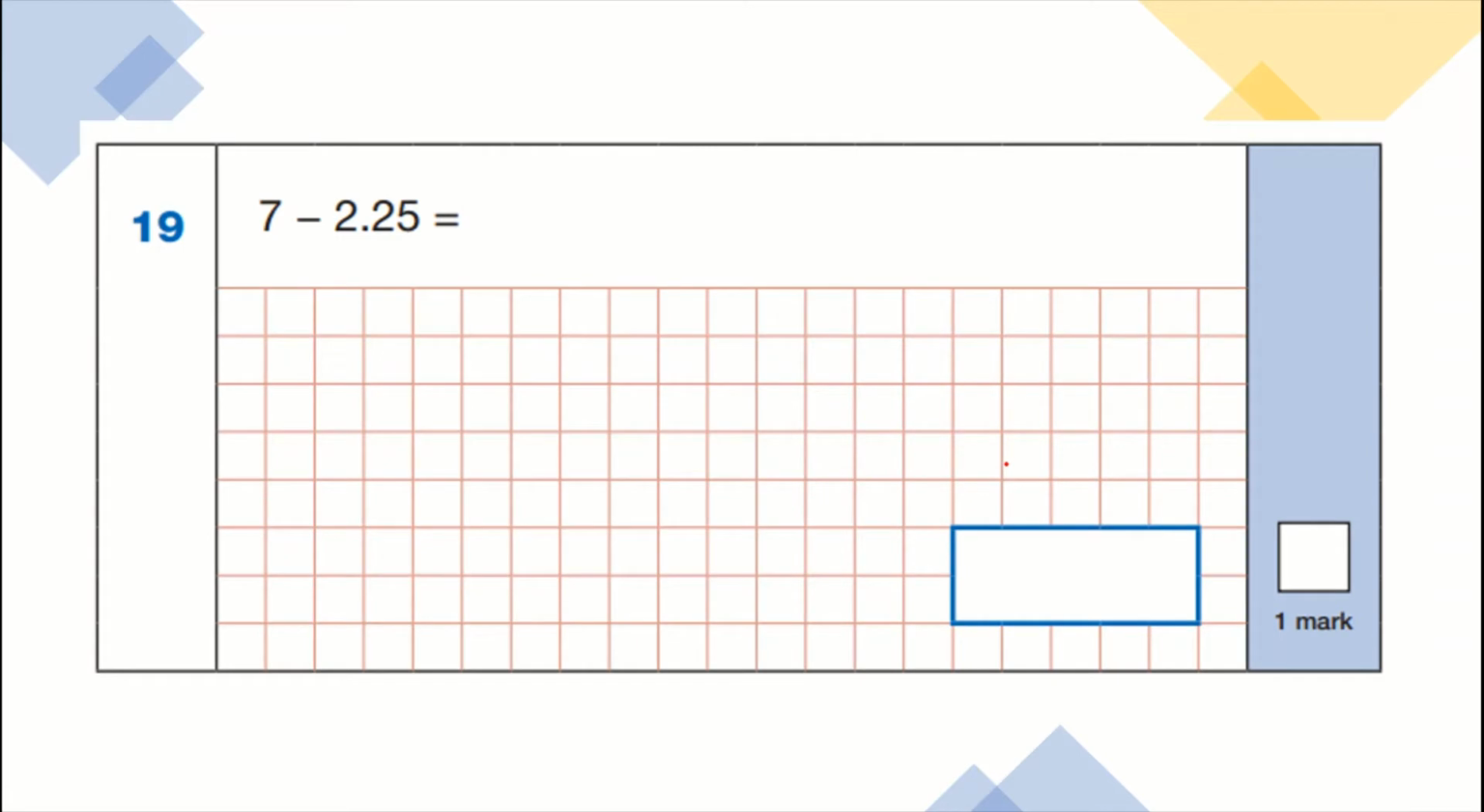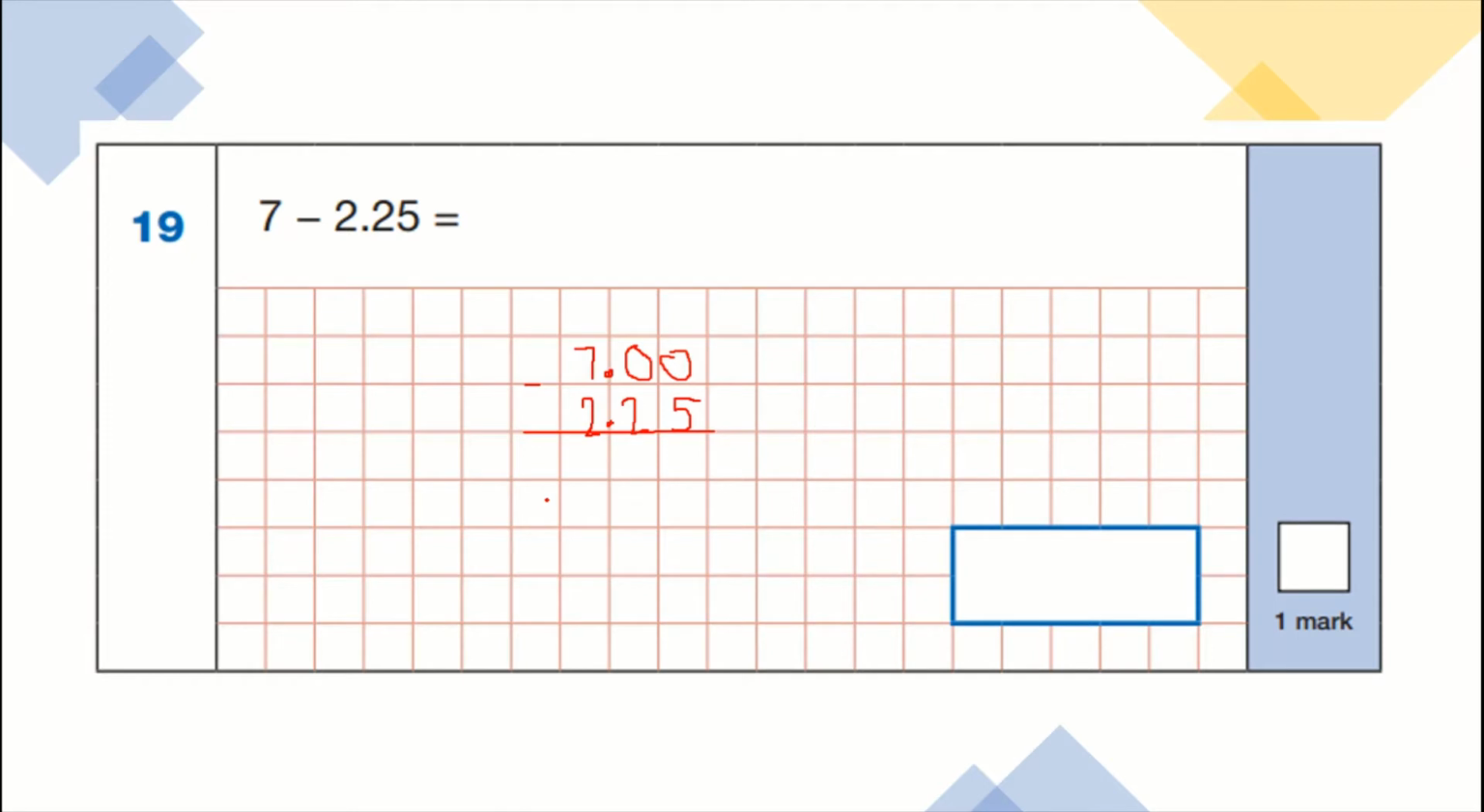Next question. 7 minus 2.25. To work this out, we would be using the column method, like this. To fill in the digit places, we would just add zeros. This doesn't affect the number 7, it's still the number 7. We're just filling in the gaps here so we can calculate it easier.